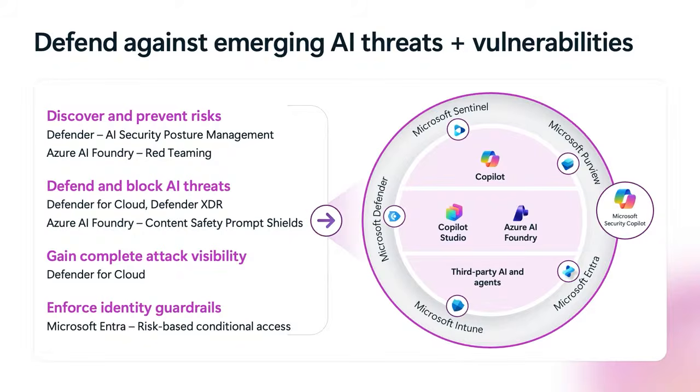Third, gain complete attack visibility. Defender for Cloud gives you the full picture: what can be targeted, what can be accessed, what the kill chain looks like, so you can respond fast and contain it. And fourth, enforce identity guardrails. Risk-based conditional access in Entra means that if an agent or a user's behavior looks suspicious, access gets stepped up or blocked automatically without waiting for a human to catch it. So multiple tools, each one addressing a different phase of how an AI threat actually plays out. With that, let's move to a quick demo.